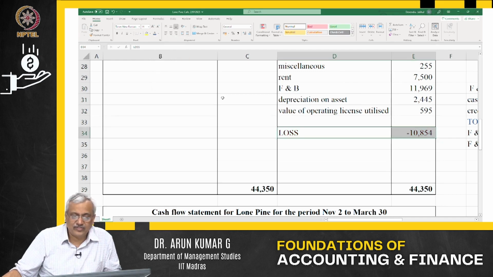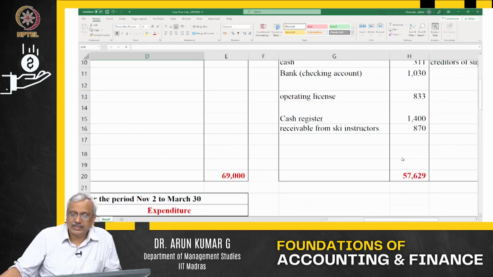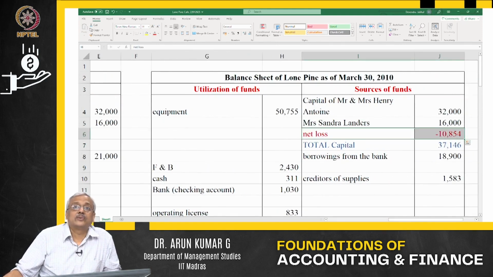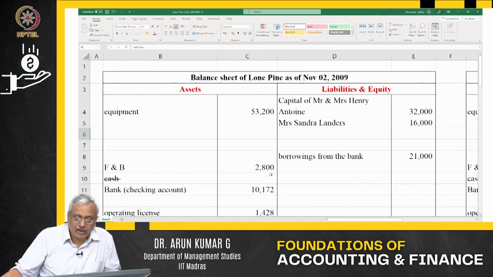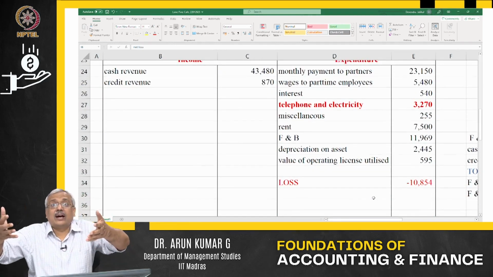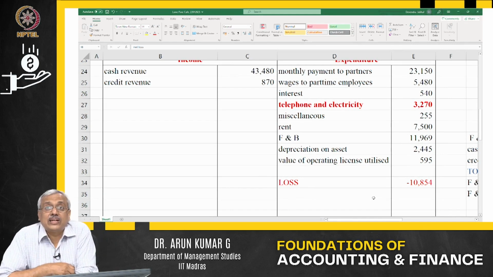And if you see this figure and go to the closing balance sheet and look at the loss that we calculated, it is exactly the same, $10,854. So we arrived at the sources and utilization of 10,854. How did we arrive at that loss of 10,854? This was your revenue and these are all your expenditures, and you see that you have made a loss of 10,854.